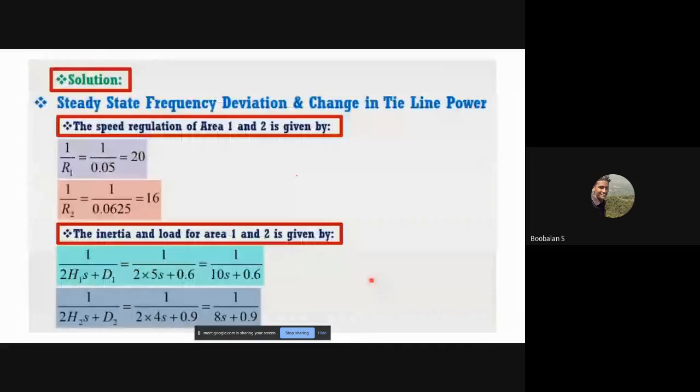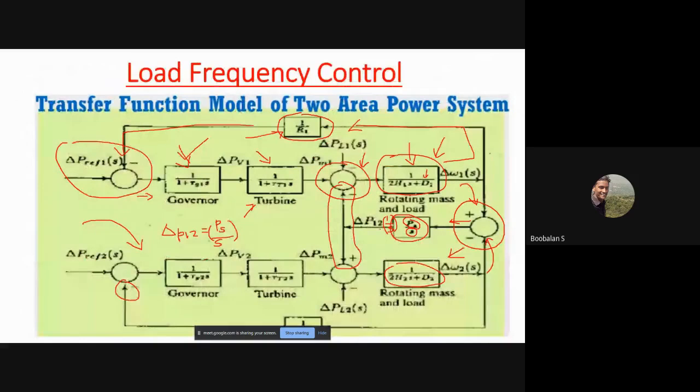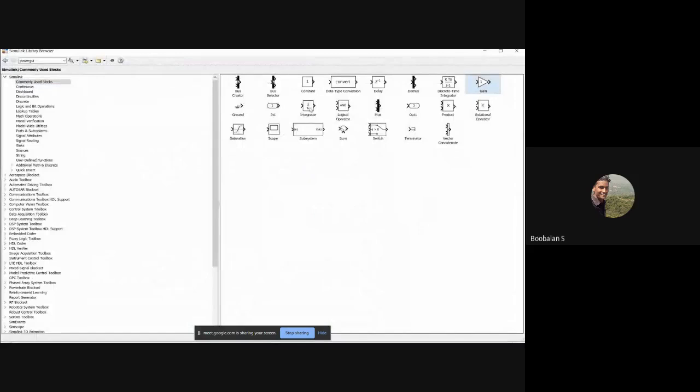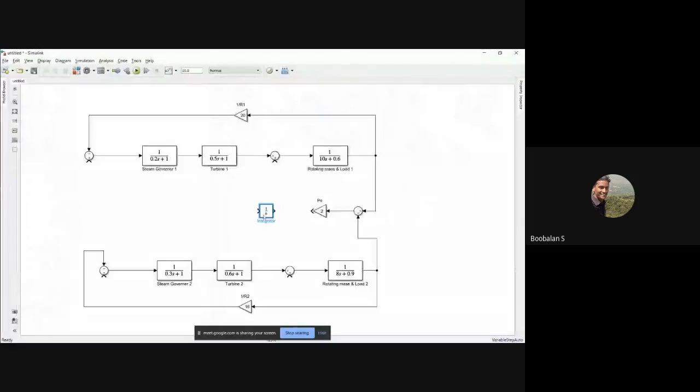So Ps into integrator, I need an integrator. Go to the commonly used blocks, you could see integrator, so now just add it to the block and rotate it. Now the integrator is 1 by s. Just replace it with 1 by s. So now Ps divided by s, this is the entire block that is coming.